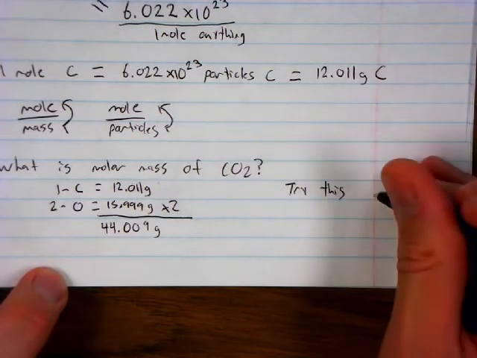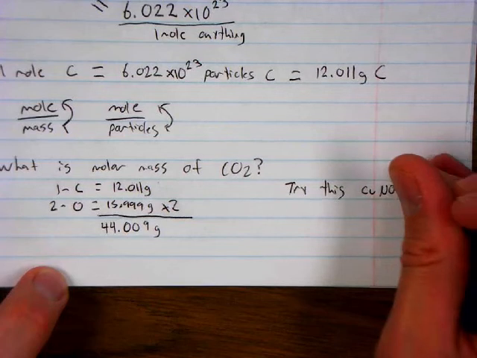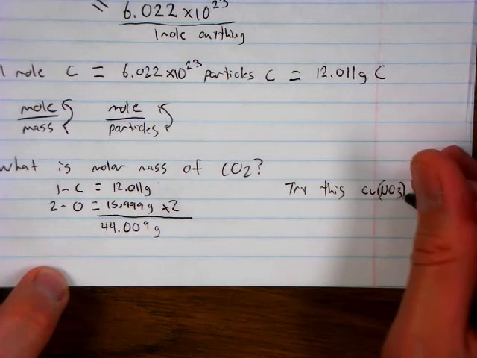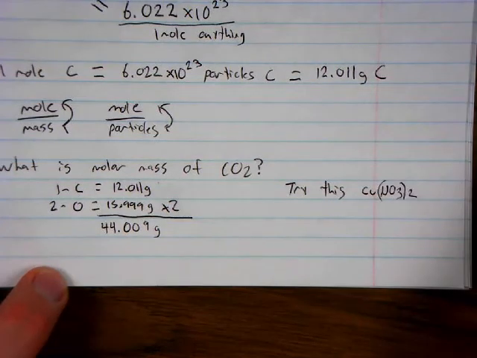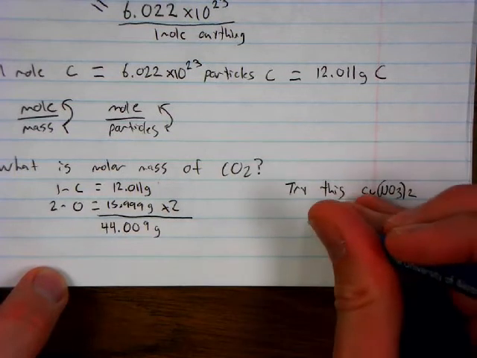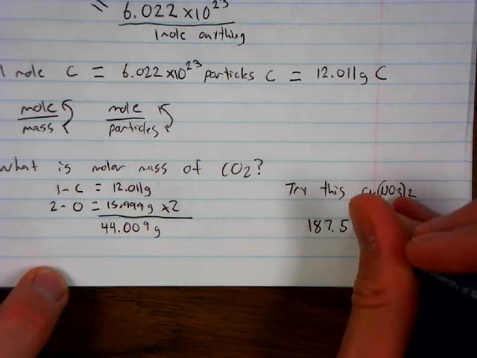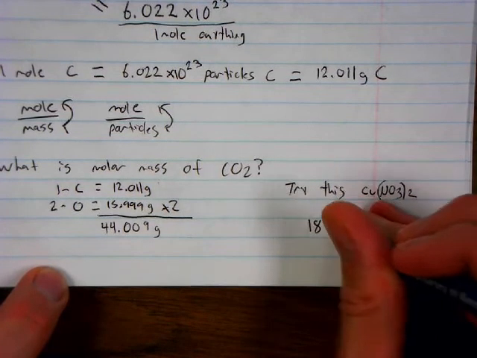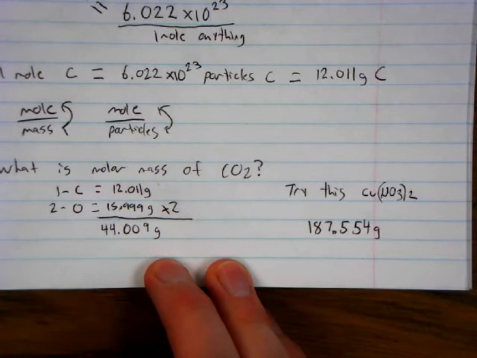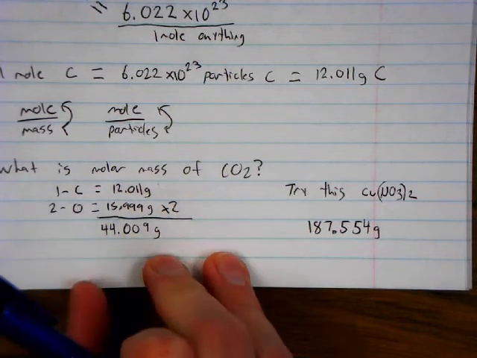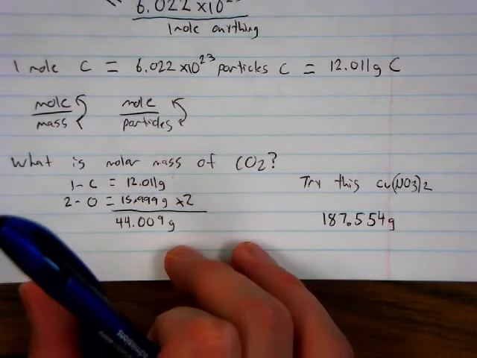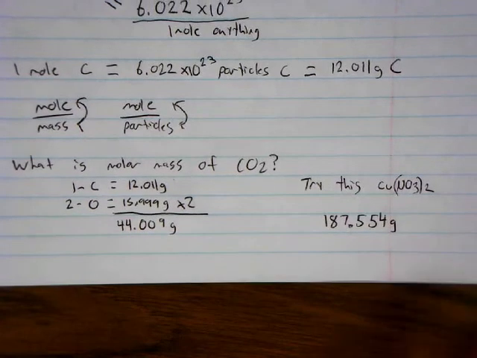So on your own, try this. Try Cu(NO3)2. So add that on your own, pause, actually do it, and then check your answer in a second. So pause the video now. Okay. The correct answer, you should have ended up with 187.554 grams.